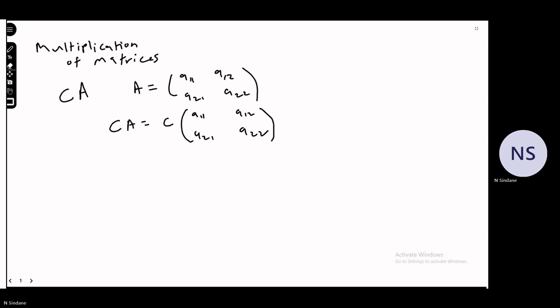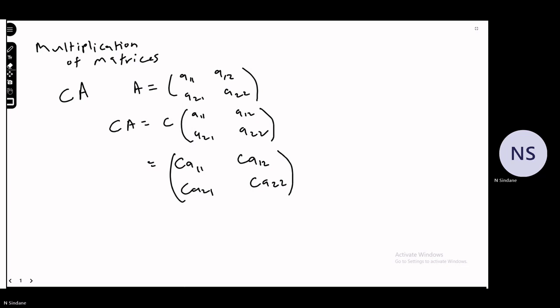Then after that, you can easily say, okay, this C will multiply everything inside this, or all the entries. So in this case, you'll have CA11, CA12, CA21, and CA22. That will be your matrix, right?